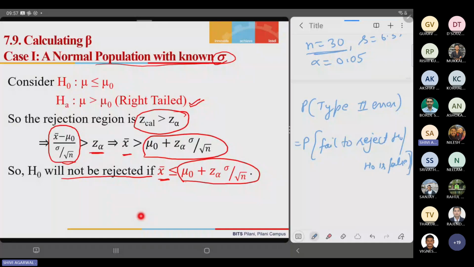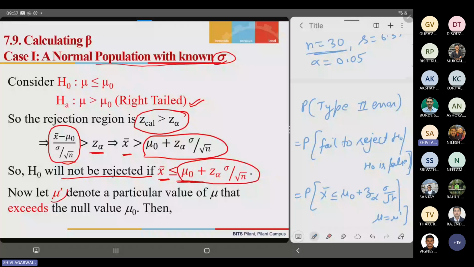Now, we fail to reject H naught means what? Probability that X bar is less than or equal to mu naught plus Z alpha into sigma upon root n, given that mu naught is false, so mu is equal to some other value which is not mu naught, mu dash, some other value. So mu dash is given here, denoting a particular value of mu which exceeds the null hypothesis. Why are we saying exceed? Can any one of you say why we are saying exceed? Because it is a right tail value.